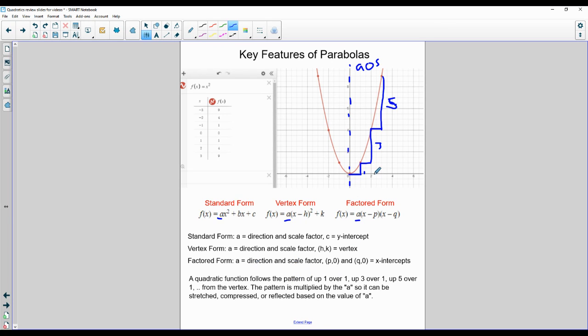If I make A 2, then the pattern will be 2, 6, 10. If I have an A of 1/2, it'll be 1/2, 3/2, 5/2. So my A will control that pattern. Out of all these, again, I believe the vertex form is the most helpful to graph, but they all help us with some key feature.